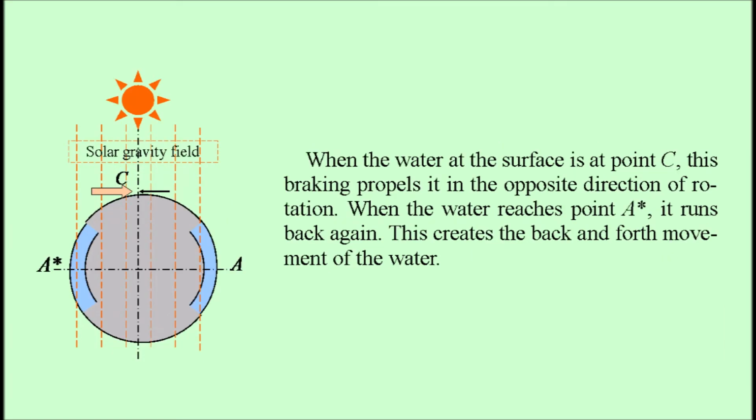When the water at the surface is at point C, this braking propels it in the opposite direction of rotation. When the water reaches point A*, it runs back again. This creates the back and forth movement of the water.